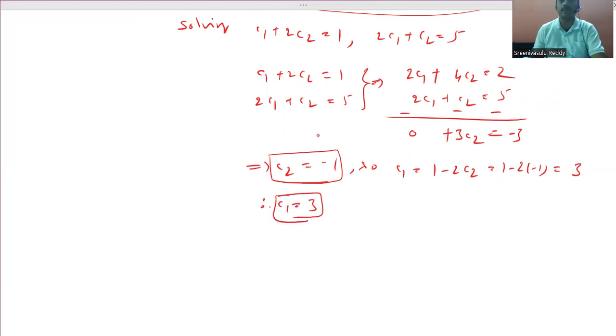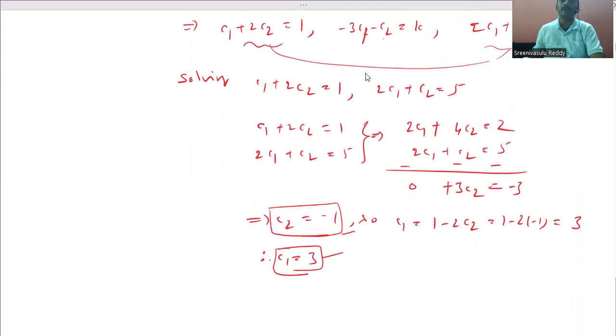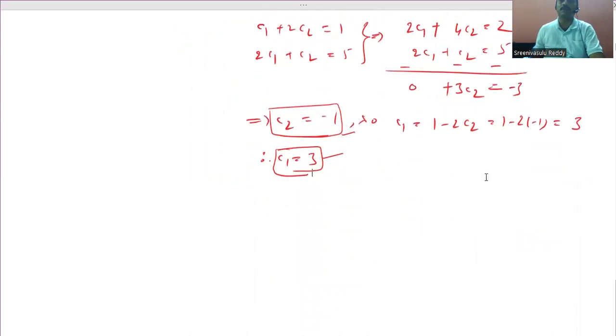Now observe whether our answer is right or wrong. Substituting in this equation, C1 value 3, C2 value minus 1, it becomes 3 plus 2 into minus 1. 3 minus 2 equal to 1, right. Here also 3 into 2, 2 into 3 means 6. 6 minus 1 is 5. Our answer is right. Substituting these two values in the middle equation, because in the middle equation we have a relation with k. C1, C2 have a relation with k. We get a k value.